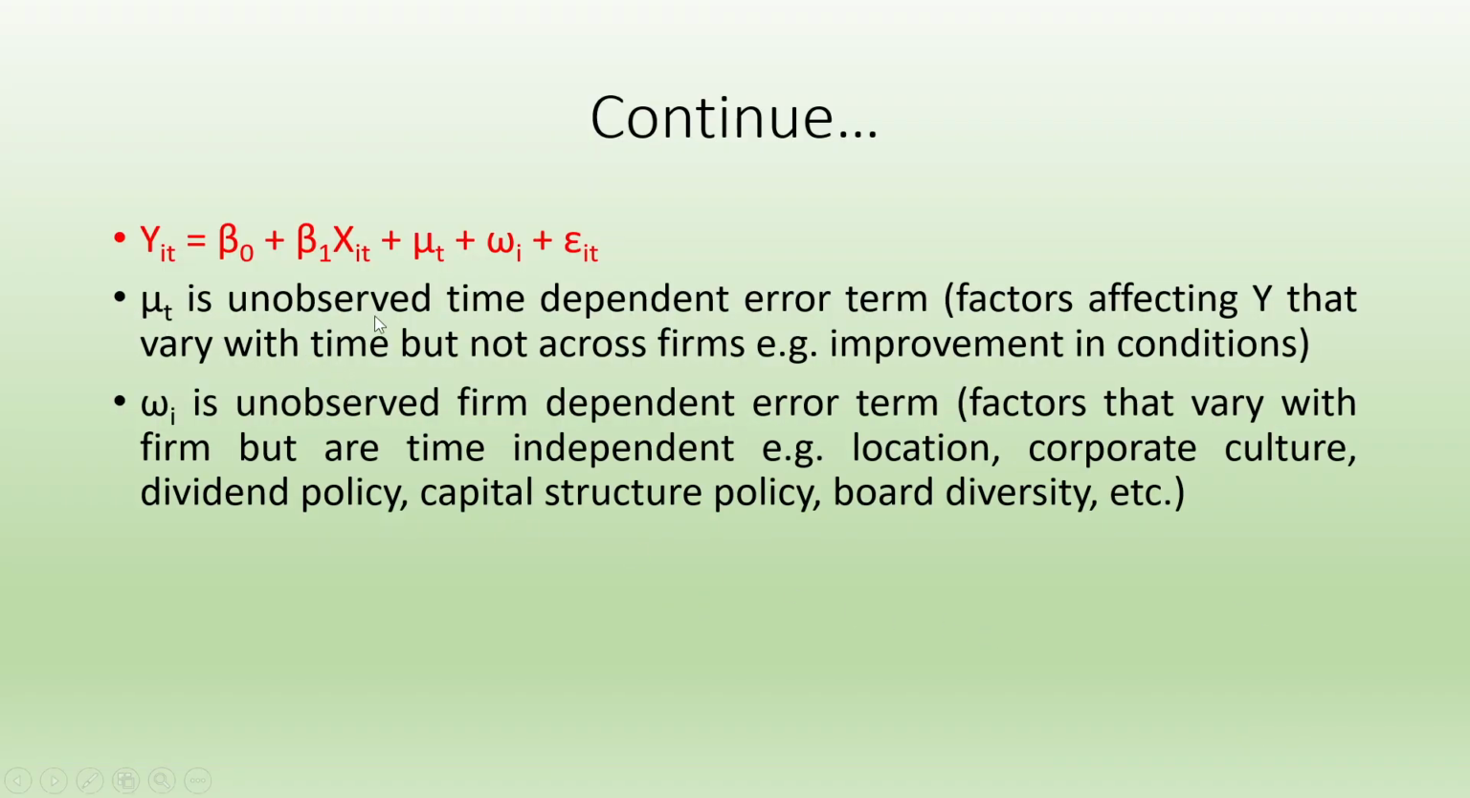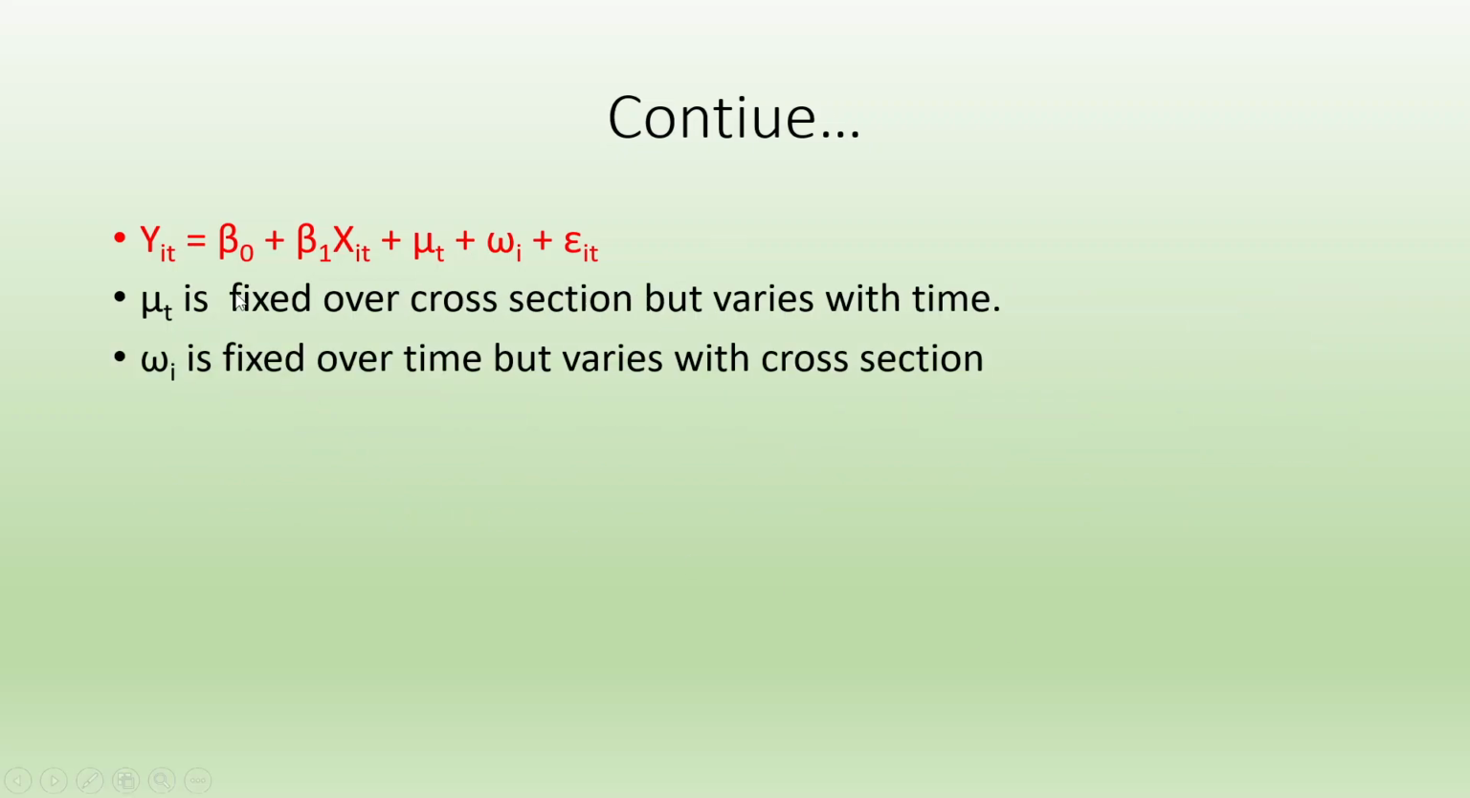So mu_t is the unobserved time-dependent error term, that is, the factors affecting y that vary with time but not across the firms. Example, improvement in the conditions. Omega is the unobserved firm-dependent error term, factors that vary with the firm but are time-invariant. Example, location, corporate culture, dividend policy, capital structure policy, board diversity, etc. Now, Y_it is equal to beta 0 plus beta 1 X_it plus mu_t plus omega_i plus epsilon_it, that is an error term. So, mu_t is fixed over cross section but varies with time. Omega is fixed over time but varies with cross section.